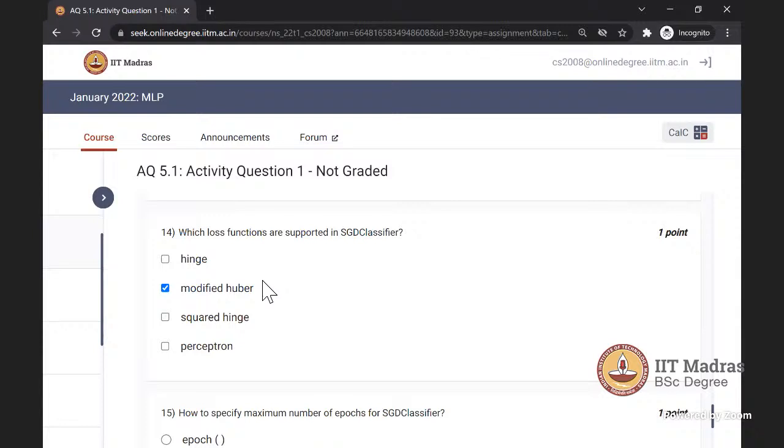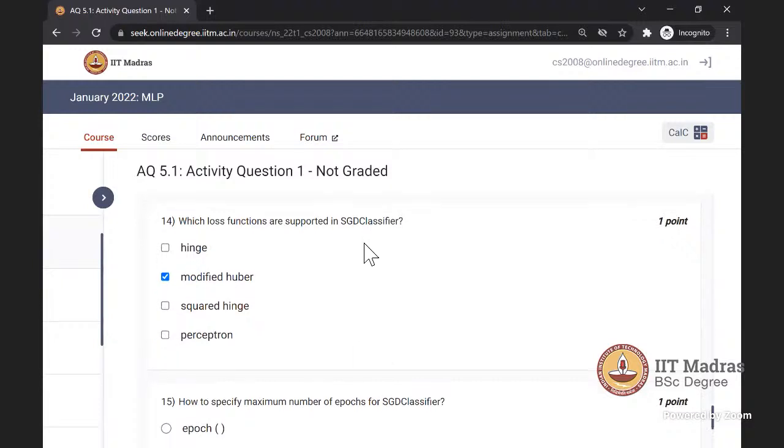Okay. So I think it supports all. Anybody else? You can pass the perceptron also in SGD classifier. It's also a loss. Right.